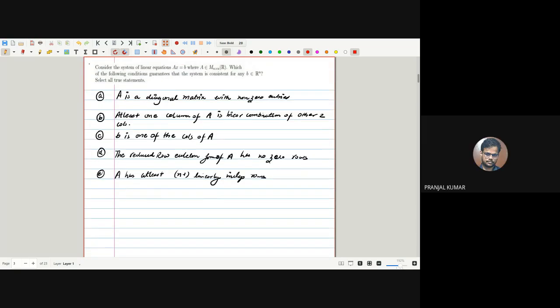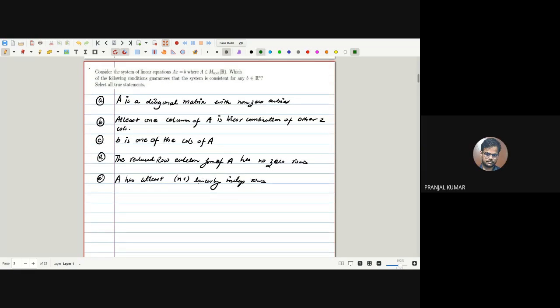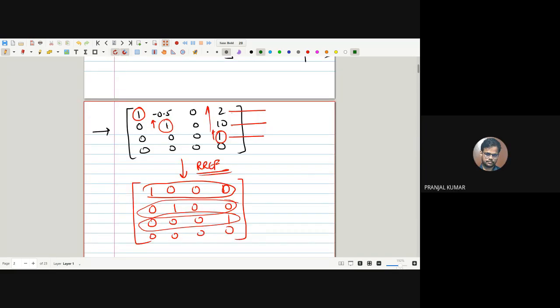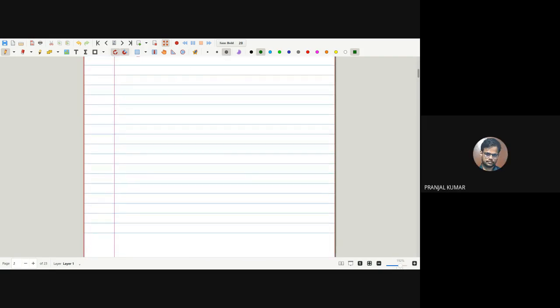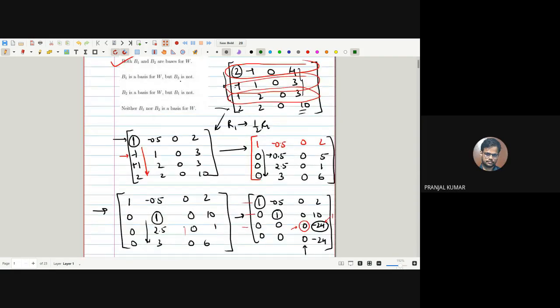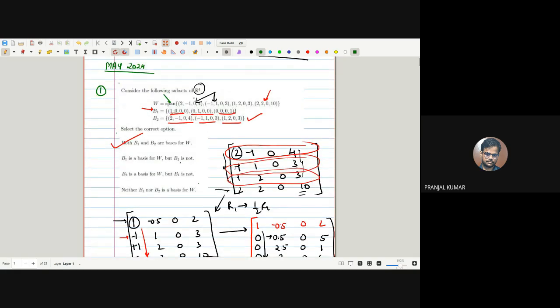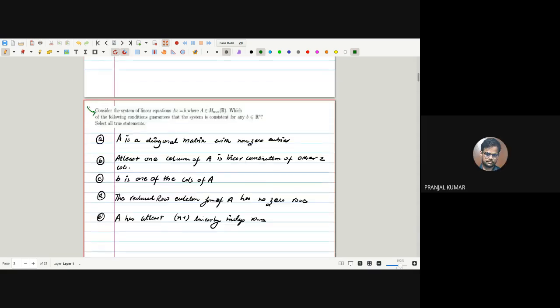Now this question. I am relying on the fact that you attended yesterday's session. B1 and B2 both are bases for W. Why are they bases for W? Because W is a subspace, the span of a set. If you are wondering how come we are finding a basis for the span of this set, it is because span and subspaces are equivalent. That is, subspaces are spans. Clear? Yeah, clear. That's why we are finding a basis.